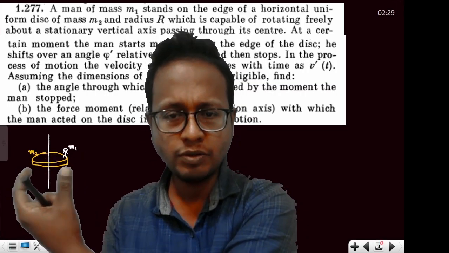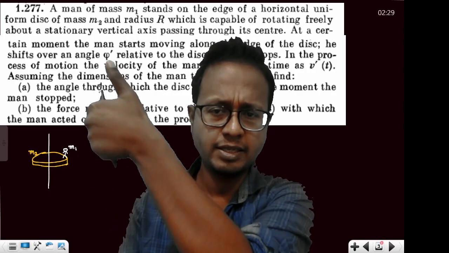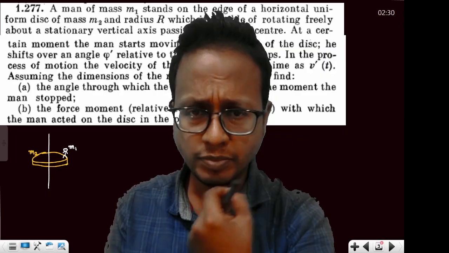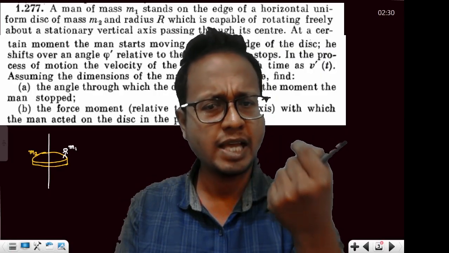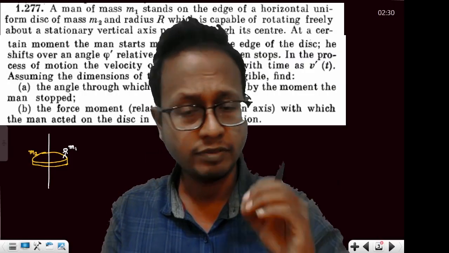The initial momentum of the system was 0. When the person has moved through an angular distance, let's say phi dash, the final angular momentum of the system will also be 0. And while in the process of motion, the angular momentum of the system was also 0. So what I'm going to apply out here is conservation of angular momentum.